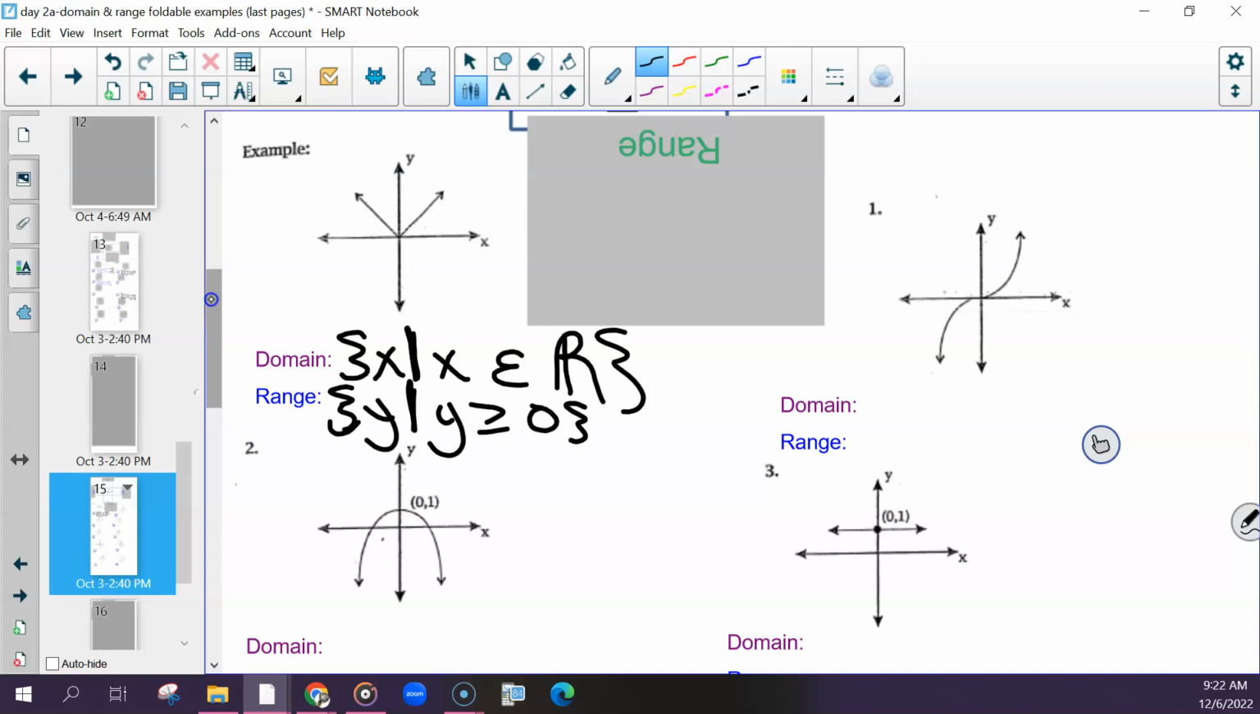For the other side, this is going to keep going up, but as it's going up, it's going to keep going out slowly to the right. So because it keeps going left and it keeps going right, that's going to be another example of all real numbers. That's what that's called, all real numbers. So we would write that as our domain.